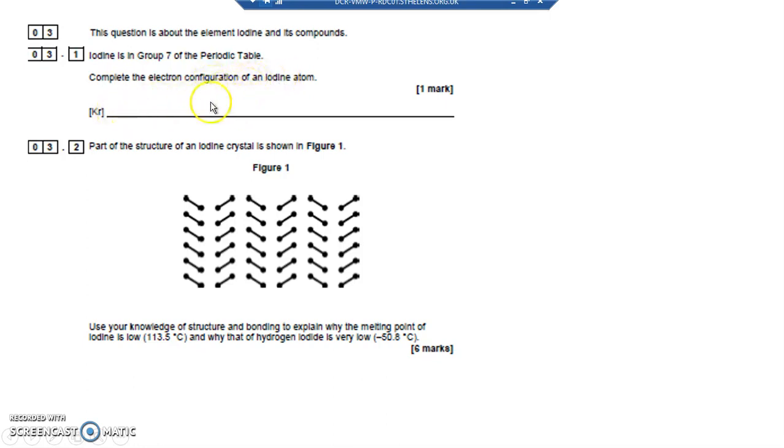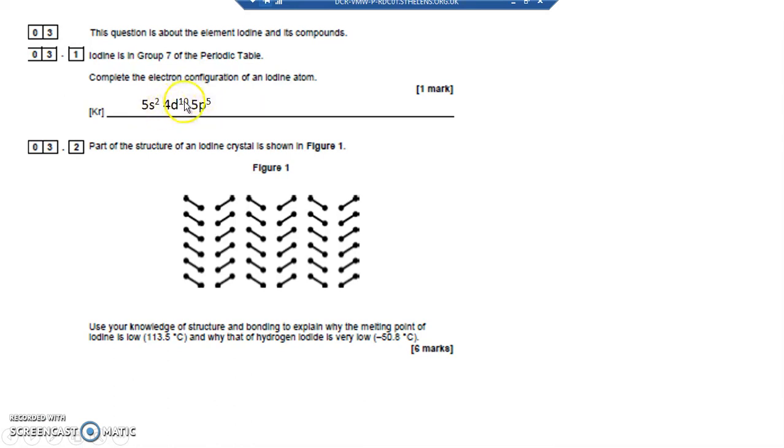It's in period, or row number 5, so it's going to have 5s2. So it's going to have a krypton core, or krypton electronic configuration, plus 5s2. And then it'll have 4d10, so it'll fill up its d shell with 10 electrons.